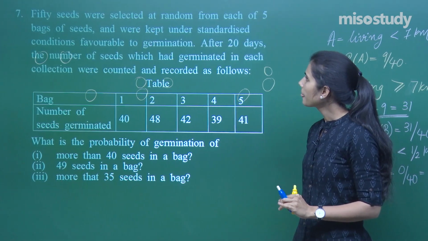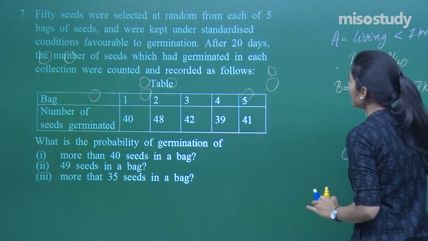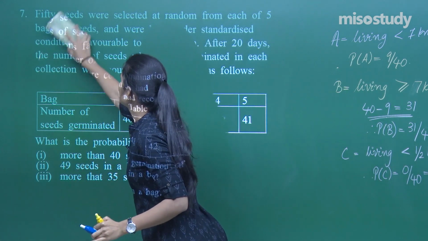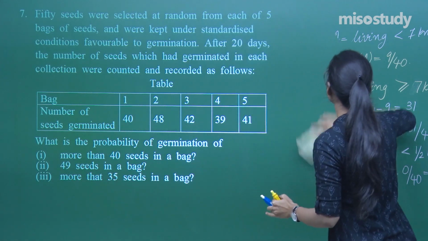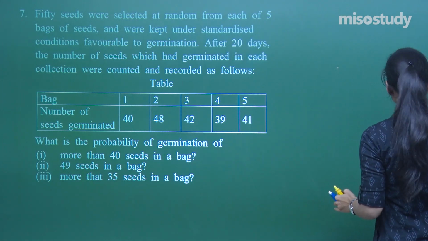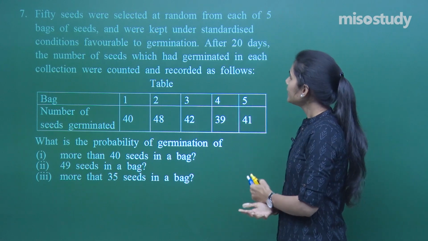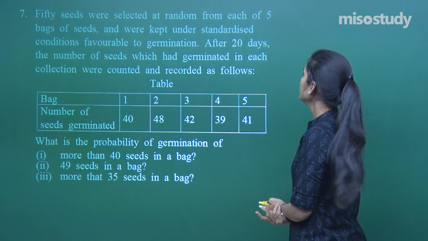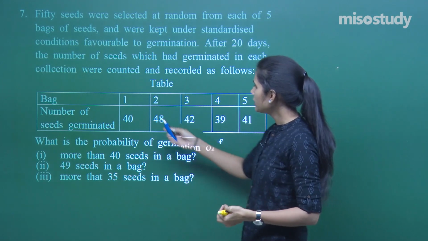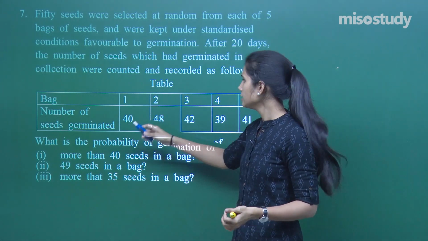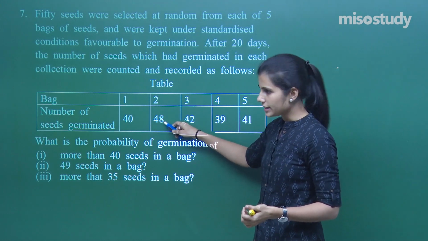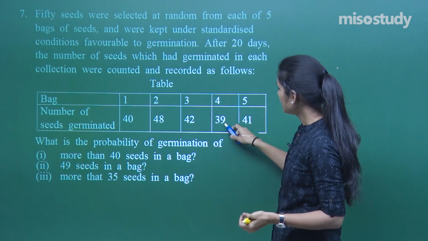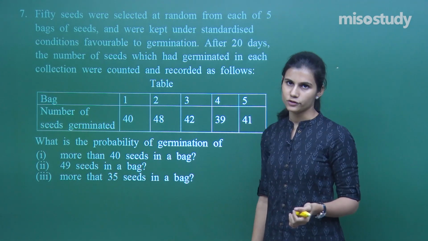Next, 50 seeds were selected at random from each of the 5 bags of seeds. So there are 5 bags of seeds and I am selecting 50 seeds from each bag, and for 20 days I am keeping them under standardized conditions to germinate. After 20 days I see that from the first bag only 40 seeds have germinated, from the second bag 48 have germinated, in the third bag out of 50, 42 have germinated, in the fourth bag 39 have germinated, and in the fifth bag 41 have germinated.